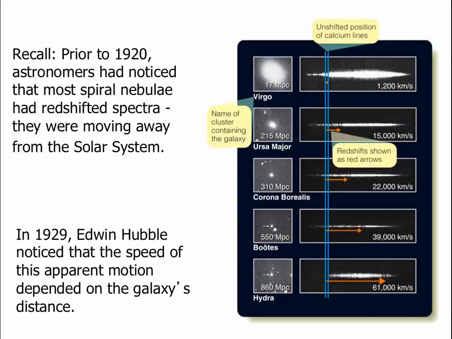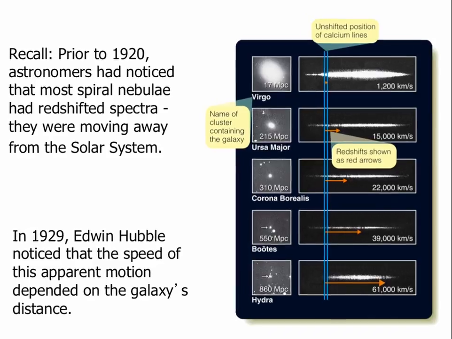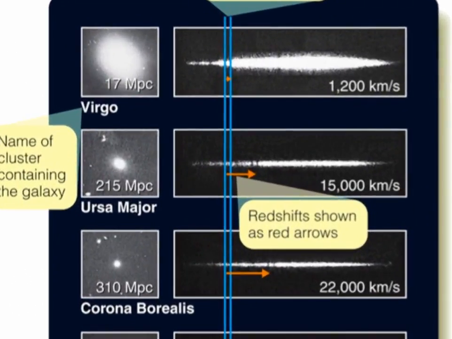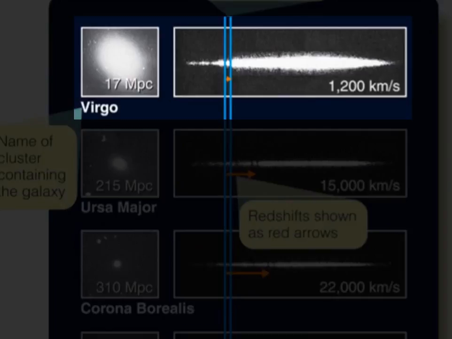In 1929, Edwin Hubble found that these redshifts, these Doppler shifts, depended on the distance of a galaxy. The more distant it was, the greater the redshift. Up at the top, there is a galaxy in the Virgo cluster of galaxies, the nearest cluster of galaxies to the solar system. It has a redshift of about 1,200 kilometers a second, and there are two strong lines that are visible in elliptical galaxies caused by calcium, and they're indicated here by blue.